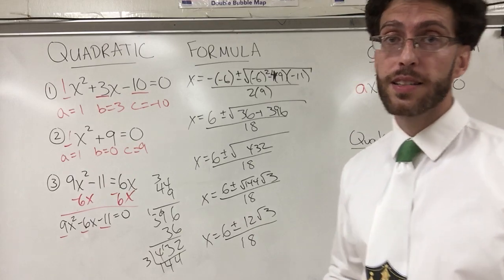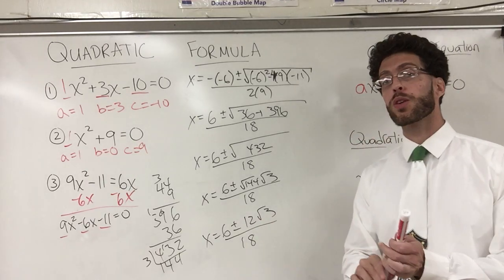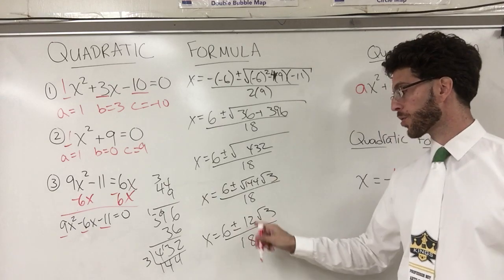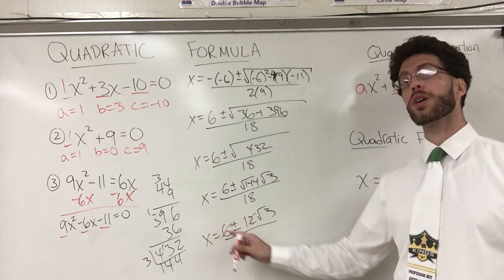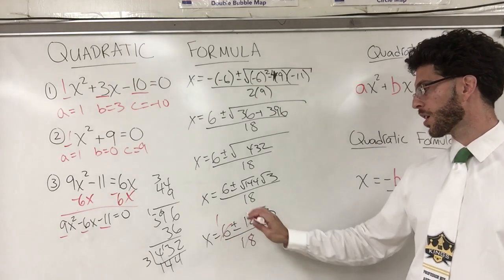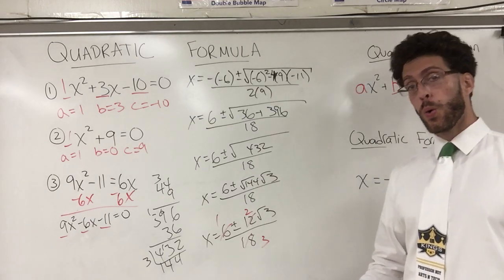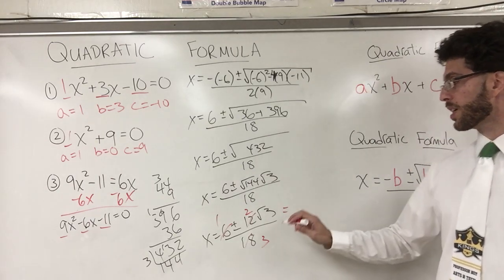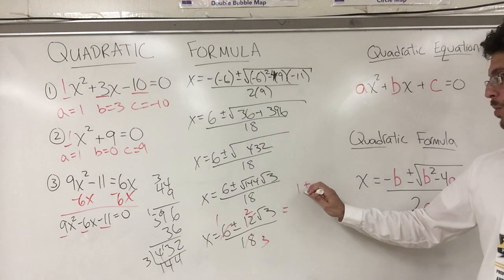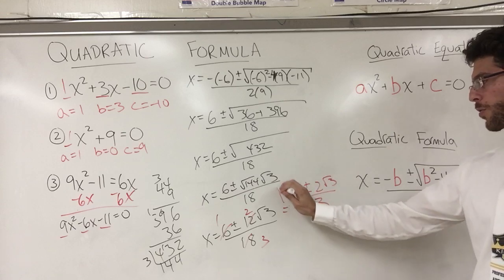And again, depends on your teacher. Do they want you to simplify all the way? Then there's one more thing you can do. Find a GCF. 6 goes into the 3 coefficients, or the 3 constants, excuse me. So 6 goes into itself once, 12 twice, and 18 3 times. So my final answer is 1 plus or minus 2 radical 3 all over 3.